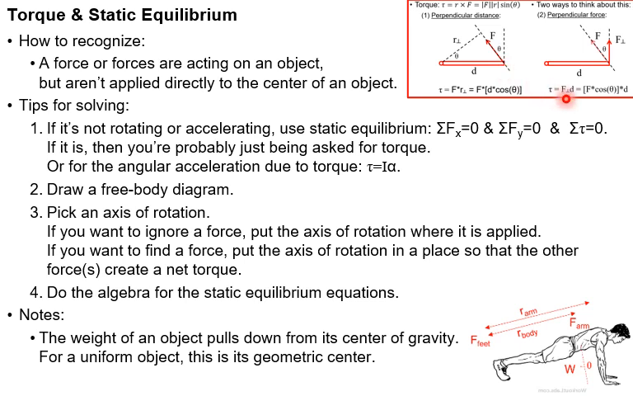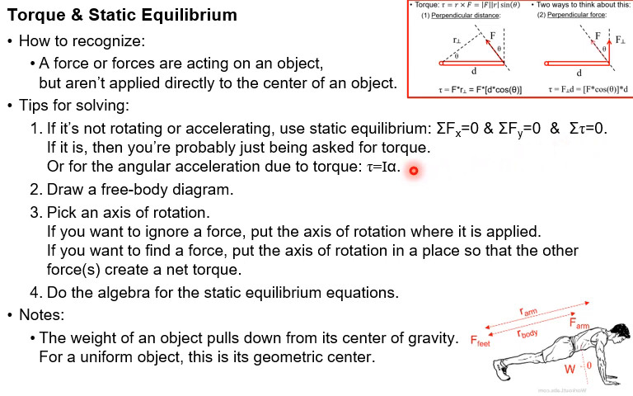And the torque is equal to the perpendicular component of the force times the distance from the axis of rotation, as is shown here. So what are some tips for solving this? If your object is not rotating or accelerating, then you want to use static equilibrium. So that means that the sum of the horizontal forces is 0, the sum of the vertical forces is 0, the sum of the torques is 0.